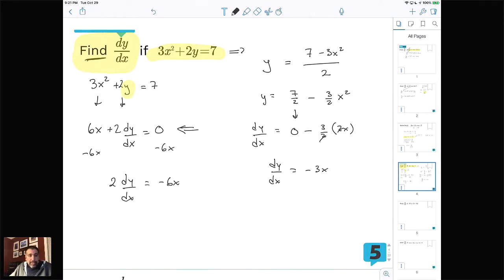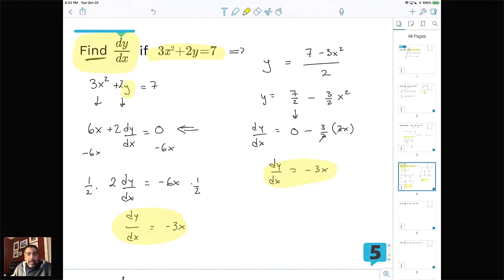And now to finish this, we're going to get the dy over dx alone. We're going to divide both sides by 2. We're going to multiply both sides by 1/2, whatever your preference is. But if I multiply this side by 1/2, I've got to multiply the other side by 1/2. And all of a sudden, we get that dy over dx is equal to negative 3x. And I've got to admit, that makes me really happy, because that's exactly what we found when we did it the first way.